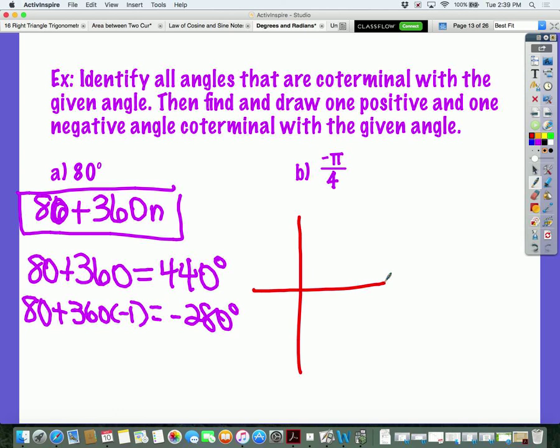Okay? First off, 80 degrees, where's it located? First quadrant. Okay? So there's my terminal side. Should line up with the origin. Now, for 440 degrees, I have to go one full revolution and then 80 more degrees. So I start on my initial side, I go around one time, and then I end at 80 degrees. And there's my positive coterminal angle. Remember, positive always goes counterclockwise.